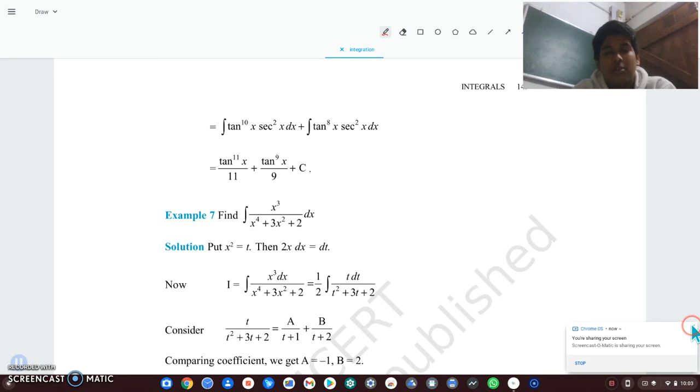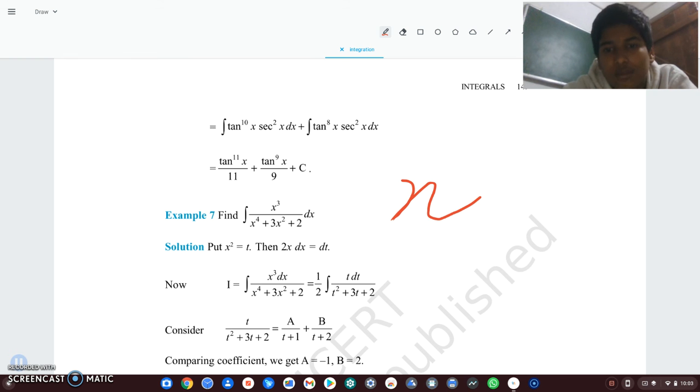Students, as we were there, we are continuing from there. So x cube upon x^4 plus 3x square plus 2. How can we solve that? Now we need to remove x cube also. So can we take x square as t?